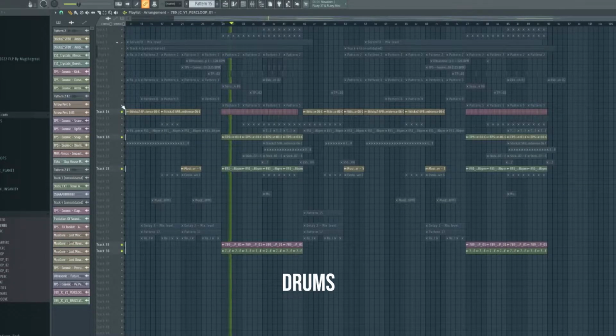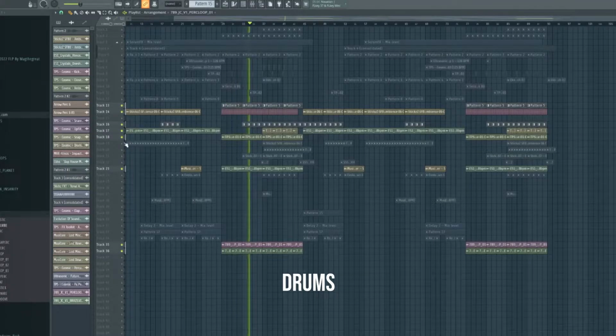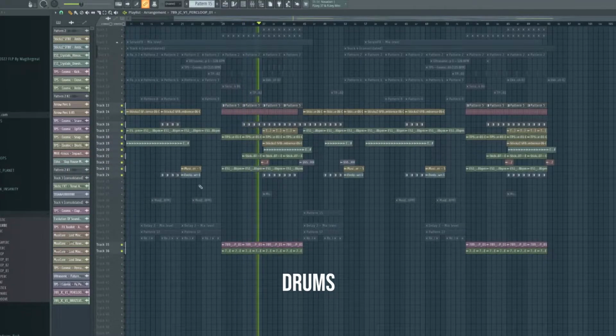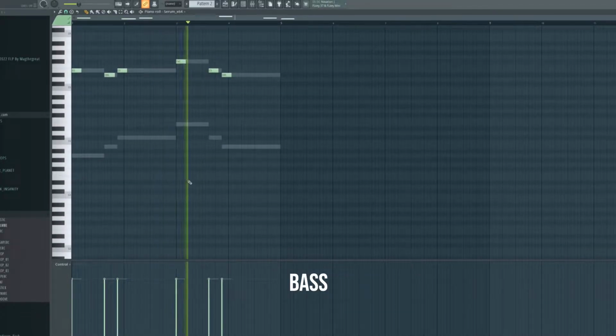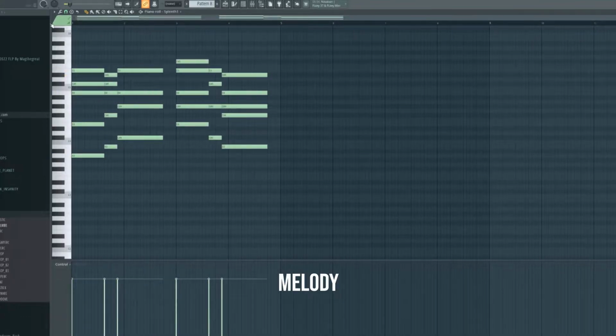Let us listen to the drums and effects. Further, we find all the melody and bass sounds. In the verse, we find these melodies. And this lead is bounced out with some effects.